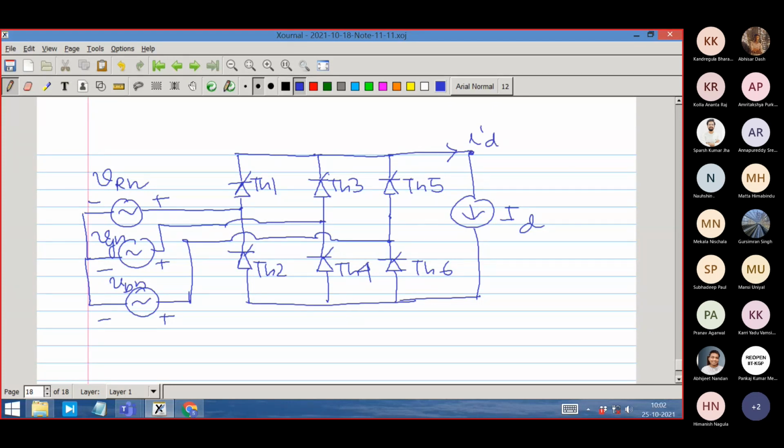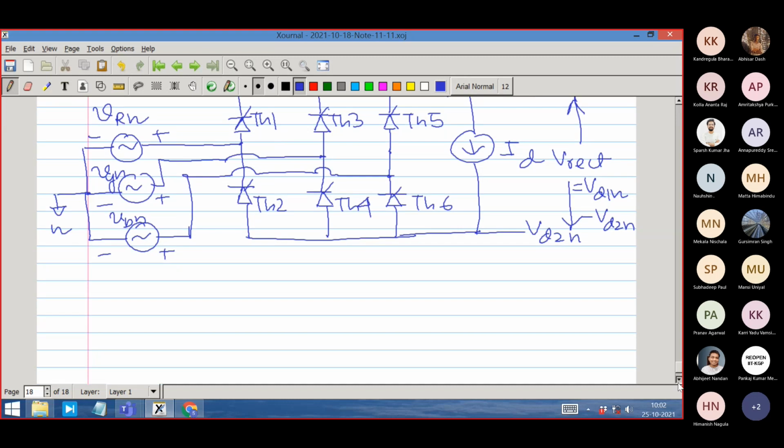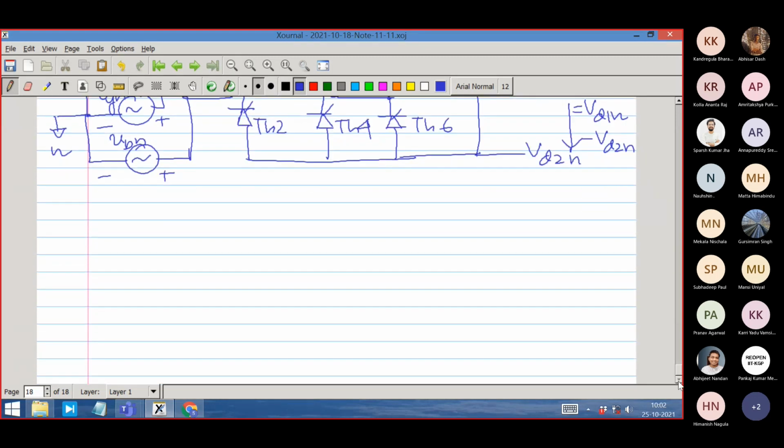This point potential, let's call as VD1N. N is the neutral. This is the reference neutral with respect to this VD1N, and with respect to this is VD2N. So this is the rectified voltage, which is nothing but VD1N minus VD2N. So this is the convention of our circuit, and we will now take one case where the firing angle is, let us say, 60 degree.